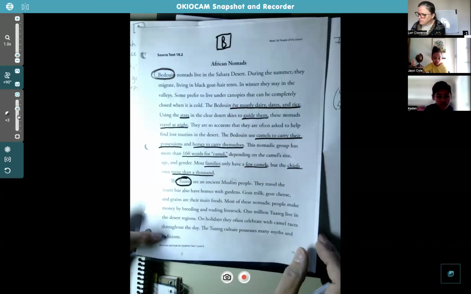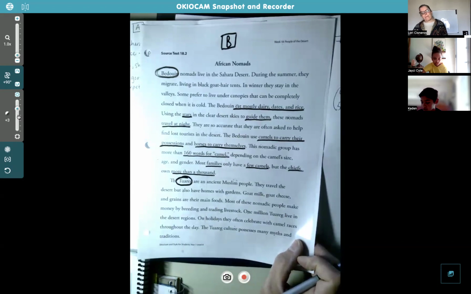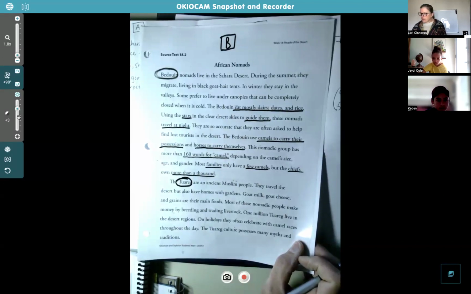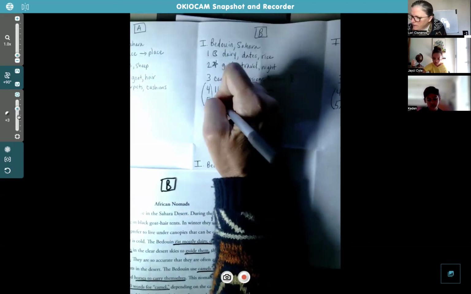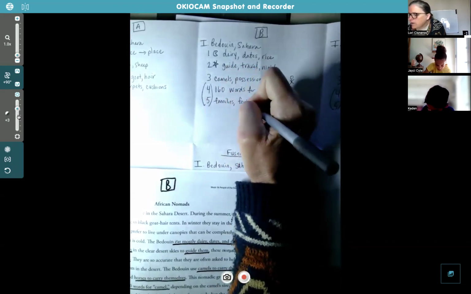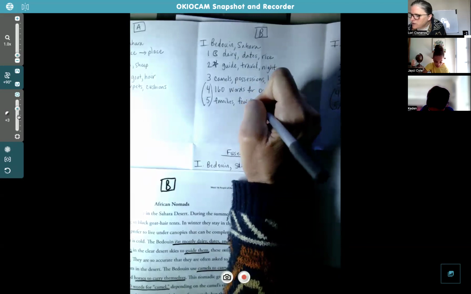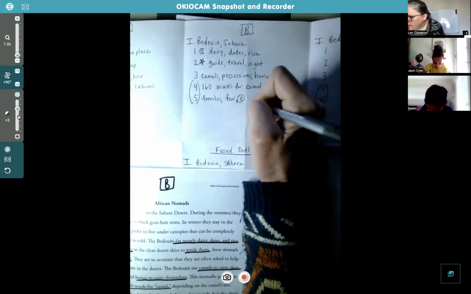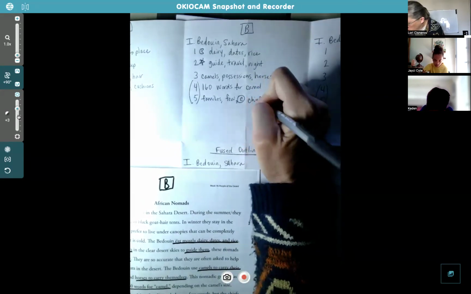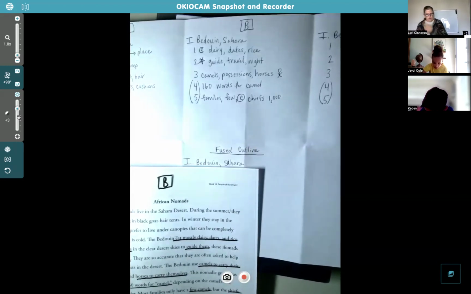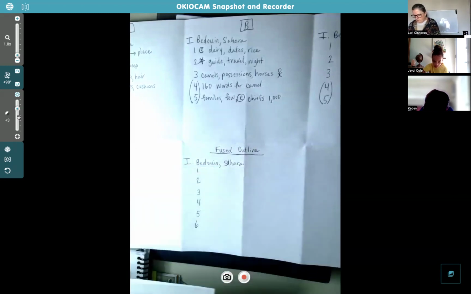Kaden? Maybe families, few, chiefs, 1,000. Yeah. And then maybe like draw a camel. Okay. I like that. Families, few. Now you can either draw a camel, but remember when we wrote about camels, we did C with a circle. You could either do that or you could draw a little camel. And then chiefs, 1,000. That's a good idea.